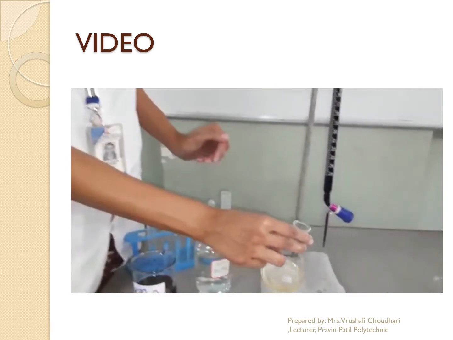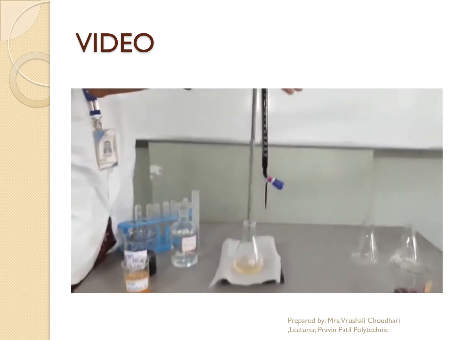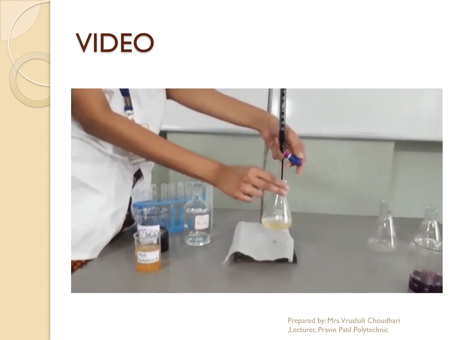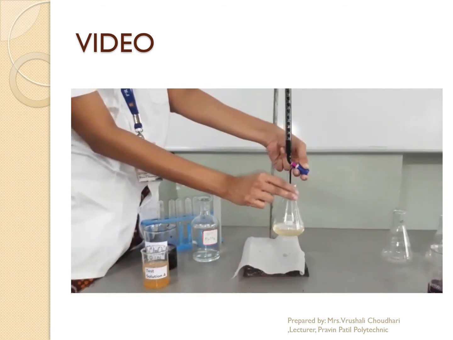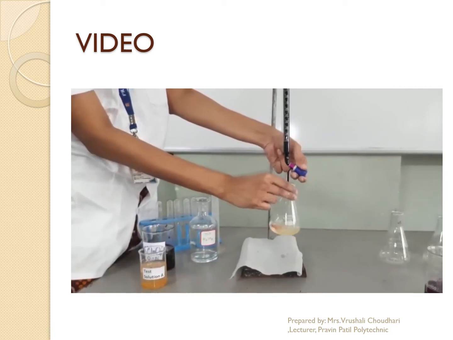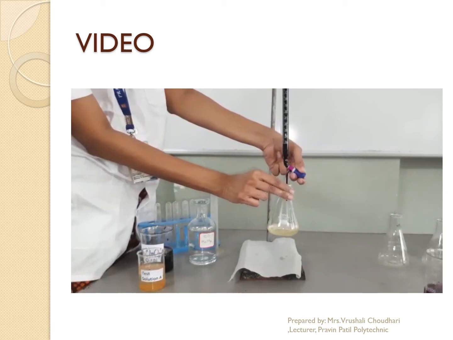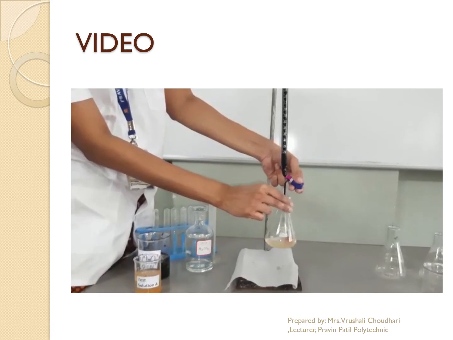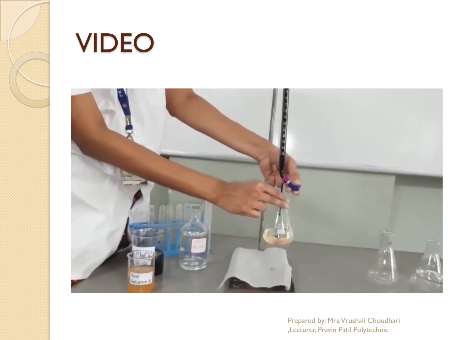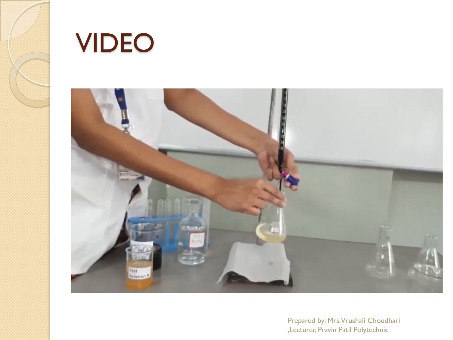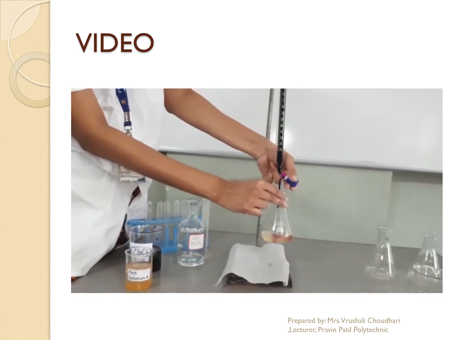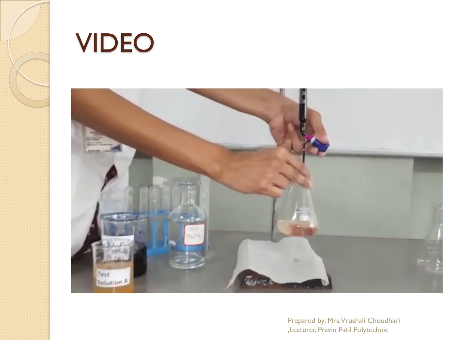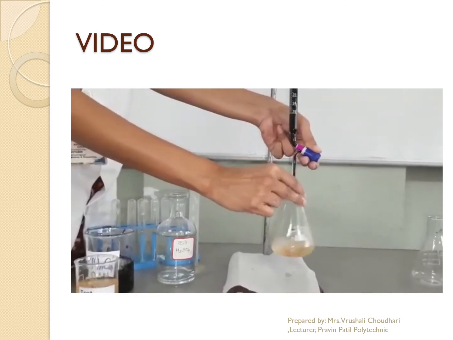Now we are going to add KMnO4 dropwise till this solution becomes pink in color. Now it is a colorless solution. We are going to add KMnO4 dropwise till it becomes pink. Okay, add it dropwise. It is going to determine the amount of Fe2+ ions. जितने Fe2+ ज़्यादा रहेंगे उतना KMnO4 ज़्यादा लगेगा.